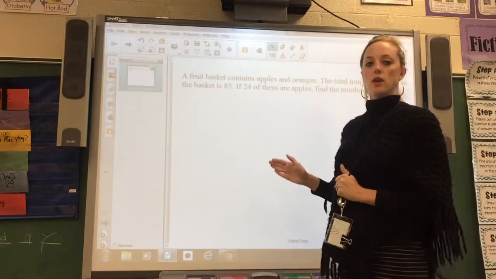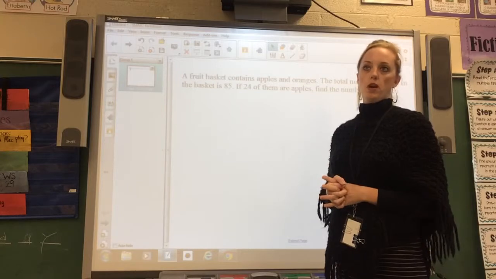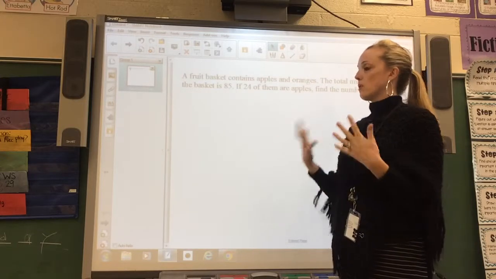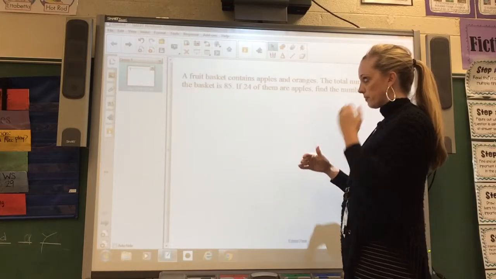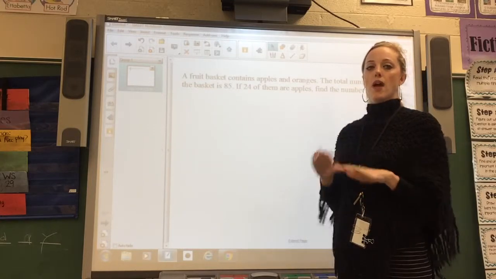We're going to be doing lesson 1 for chapter 4, which is bar models. First, we have a list of steps that I like the kids to follow, so we'll go through those steps. First thing is to read the problem without any numbers.